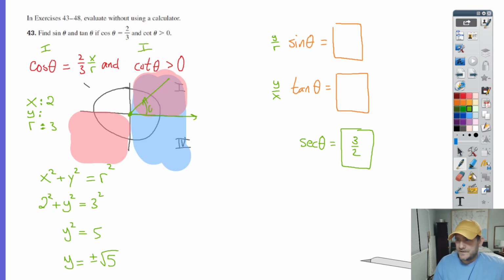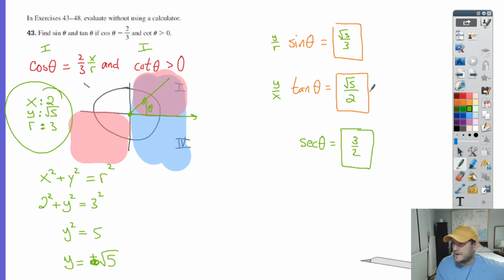So here's angle theta. Now what that means is y is positive. We'll throw away the negative possibility and we'll say no, it's just positive root 5. So x, y, and r are all positive. We're in quadrant 1, so everybody's positive. So the sine then is going to be root 5 over 3. And the tangent is going to be root 5 over 2. But there, you did it. You found sine, you found tangent.